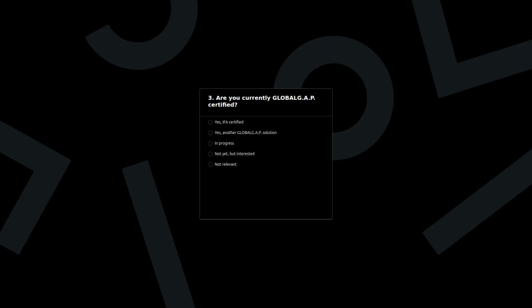So basically here we see the certification options within Global GAP. Of course, there are other alternatives as well, not in these answers. IFA is the basic certification option, but there are also other Global GAP solutions, of course. There's an in progress option as well. Most of the attendees until now, they are interested but not yet have a Global GAP certification.